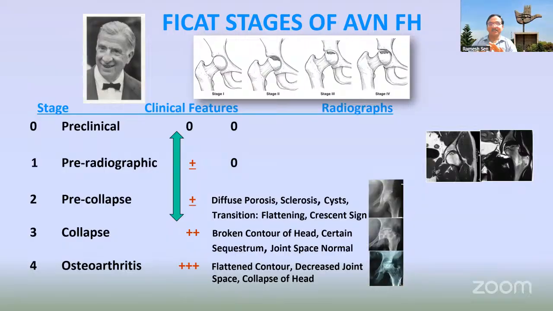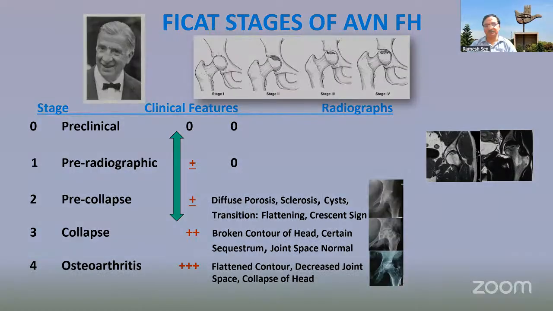But we all have learned AVN from the Ficat classification, where the preclinical stage is stage 0, meaning once I did a histopathological aspiration and that was a preclinical stage. Then we have a pre-radiographic stage, when we can see it on MRI but can't see it on X-rays. Then we have the pre-collapse, collapse, and arthritic stages.